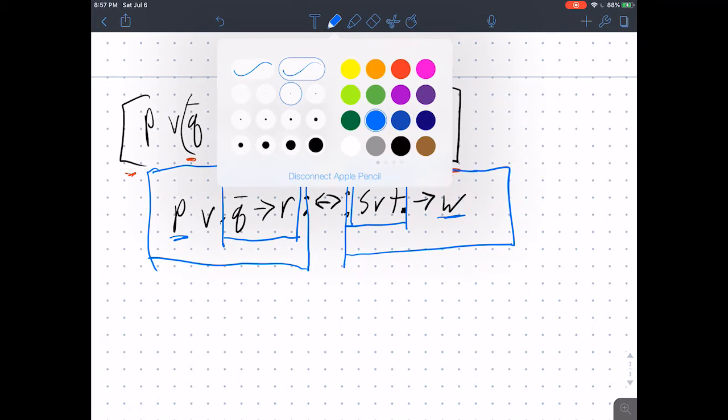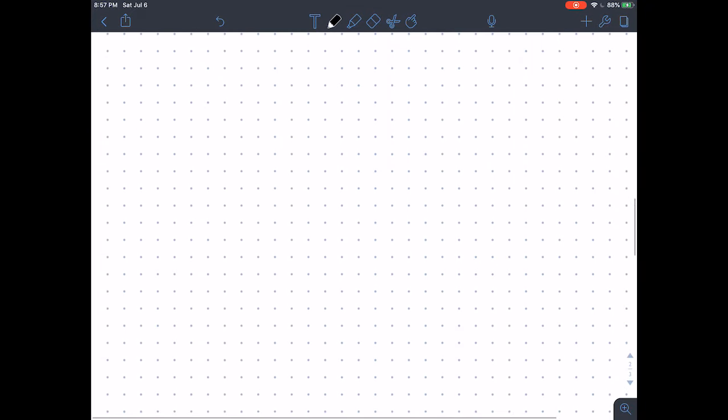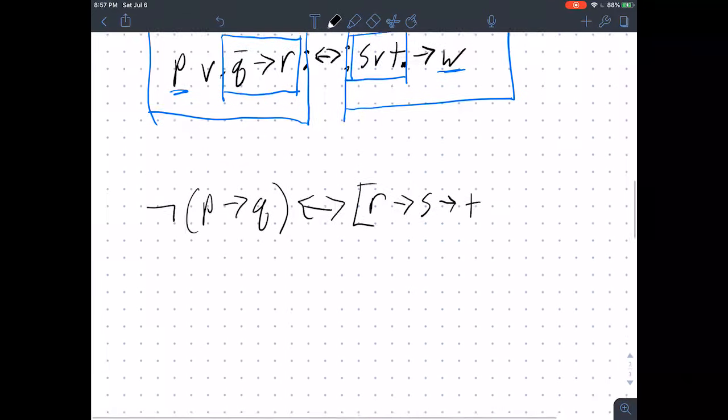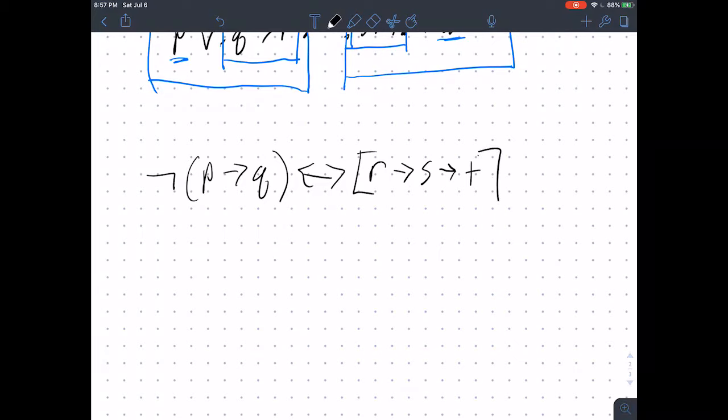Here, let me go through one more just so you can see how this functions. So let's do one with the negation just so we get the hang of that. This is a little different. Then let's do this. Is that well formed? Yes, that looks well formed.